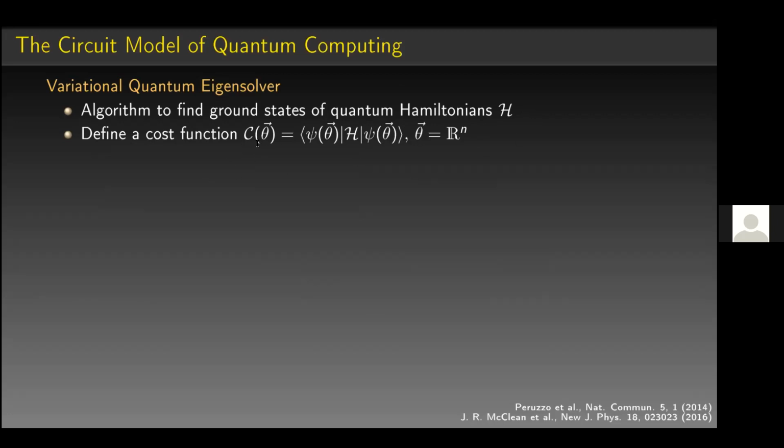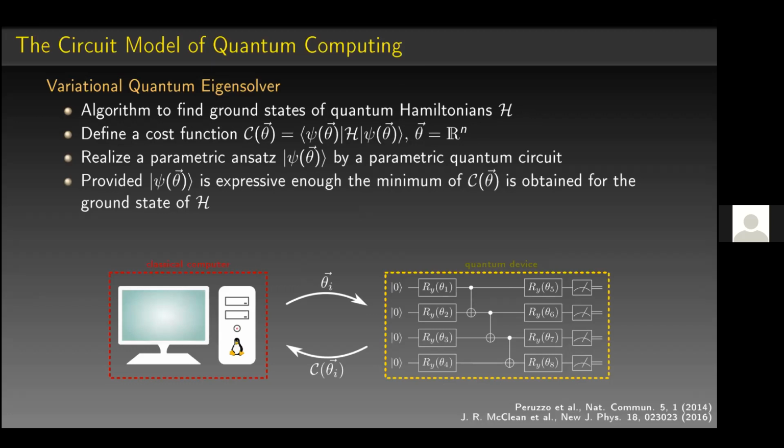And how do you do that? Well, you define a cost function, C of theta, which is nothing but the energy expectation value of the Hamiltonian in some ansatz state psi of theta. So your ansatz depends on some real parameters. And how does the quantum device now come into play here?